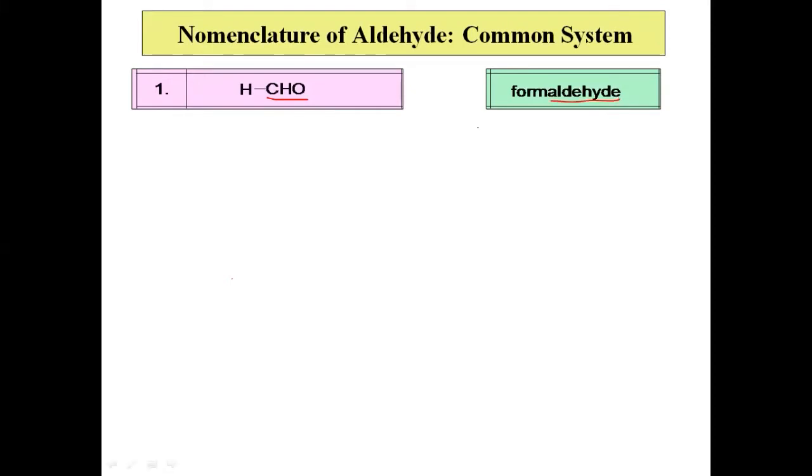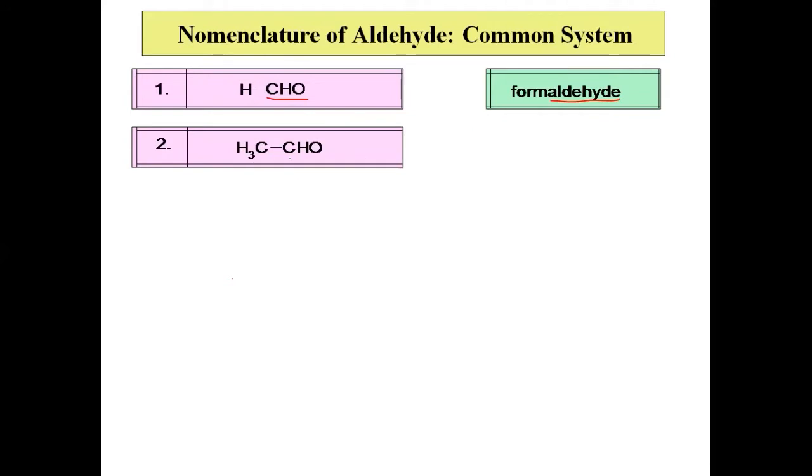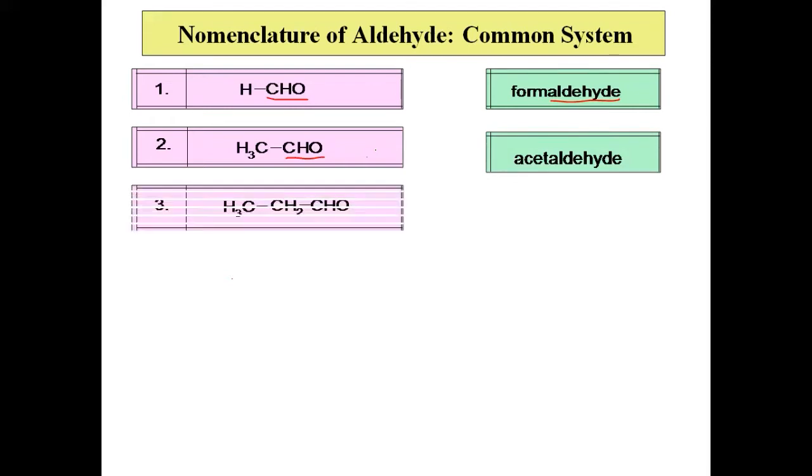ओके, लेट अस सी अनदर एक्झाम्पल. हियर CH3CHO. Okay, this is again an example of aldehyde. Suppose instead of CHO there is a COOH group. Then what should be the name of the corresponding carboxylic acid? Yes, it is acetic acid. Now we are changing the last IC acid to the word aldehyde. Hence the name is acetaldehyde. Okay, this is a simple system, the common system for the nomenclature of aldehyde.